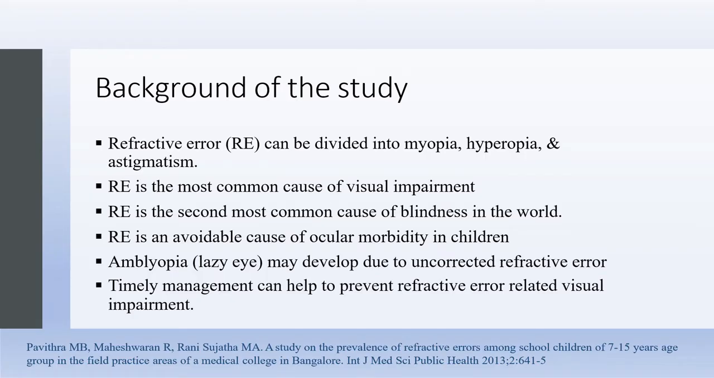Refractive error can be divided into myopia, hyperopia, and astigmatism. Again, astigmatism is classified into myopic astigmatism, mixed astigmatism, and hyperopic astigmatism. Refractive error is the most common cause of visual impairment and the second most common cause of avoidable morbidities in the world. Amblyopia may develop if it is untreated. Timely management can help to prevent refractive error-related visual impairment.